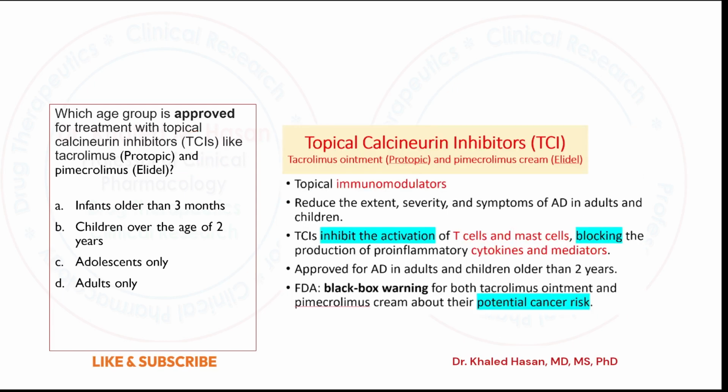Moving to the slide to show you what we have here: adults and children older than 2 years. So the correct answer will be children over 2 years. So tacrolimus, a calcineurin inhibitor, is used for patients 2 years and above.